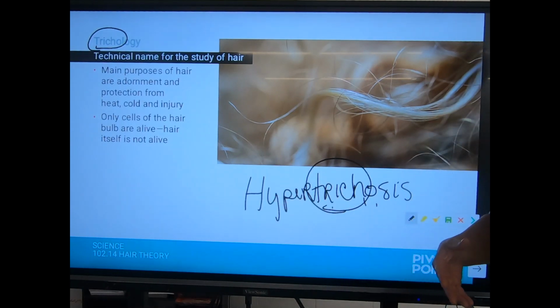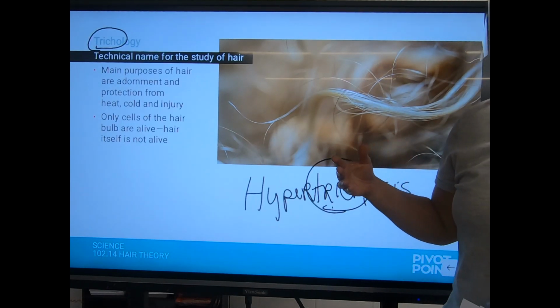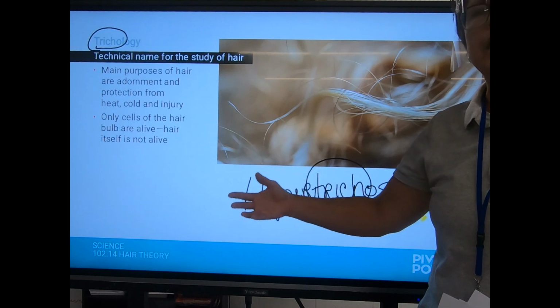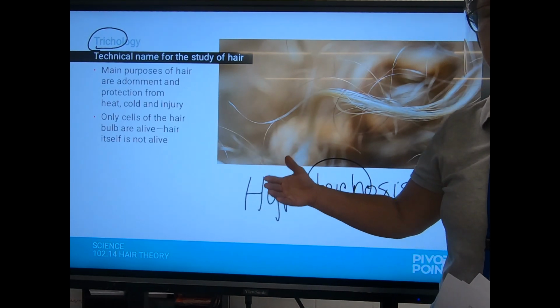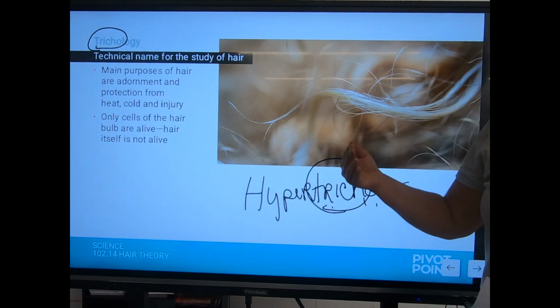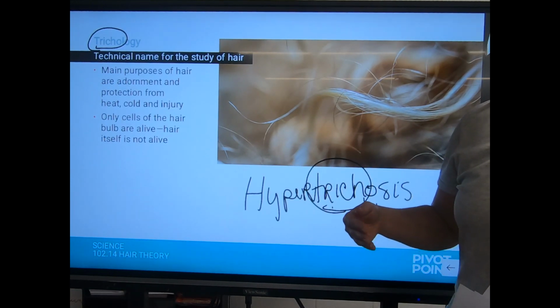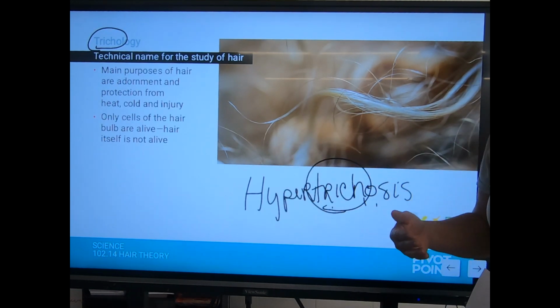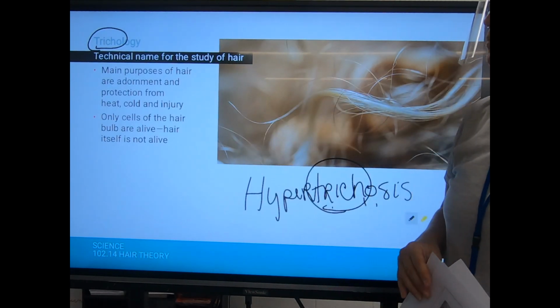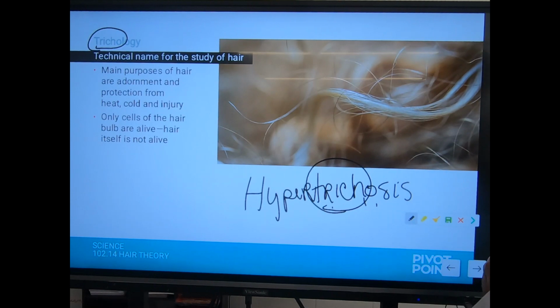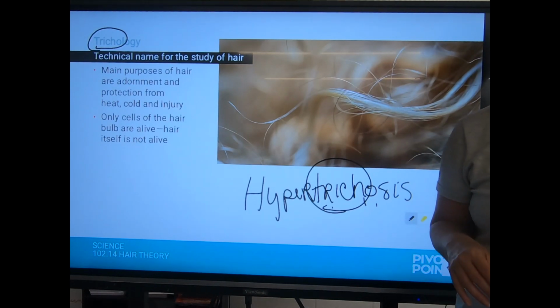There'll be things in cosmetology where we'll be talking about leukonychia, that's white spots of the nails, and leukoderma, derm is skin, so white spots on the skin. So ology is always study of. Main purposes of hair are adornment and protection.